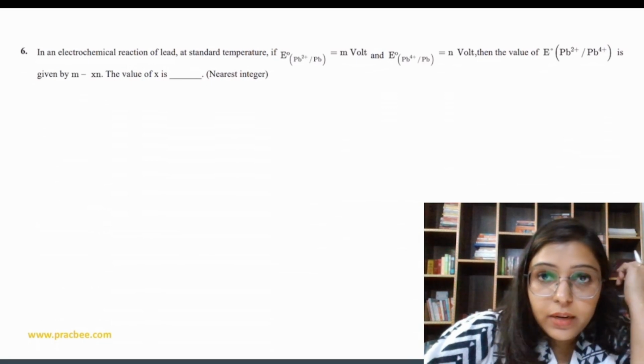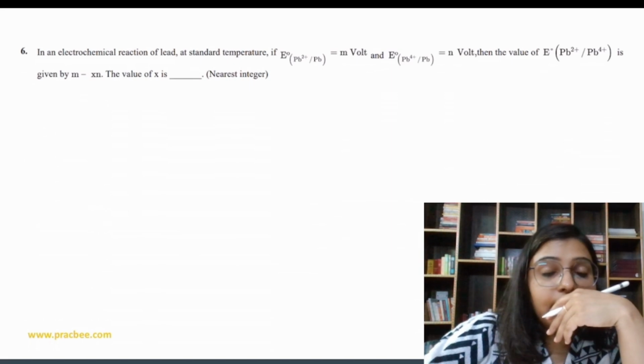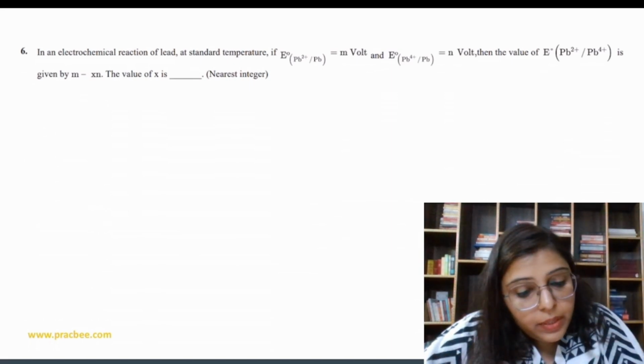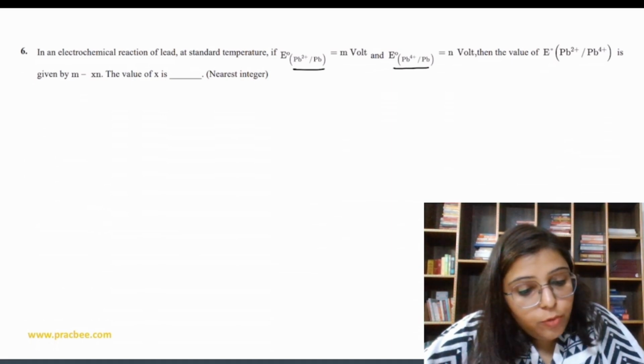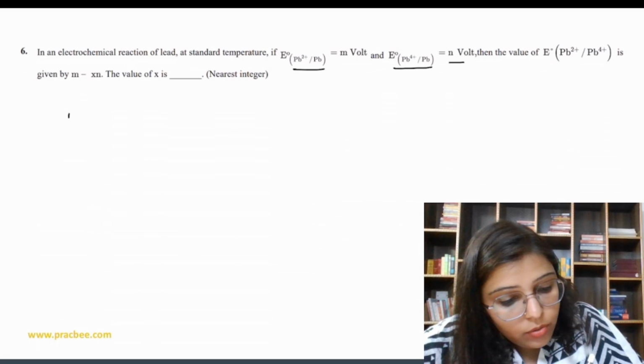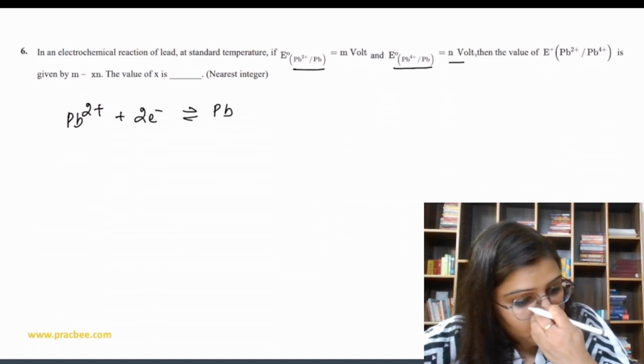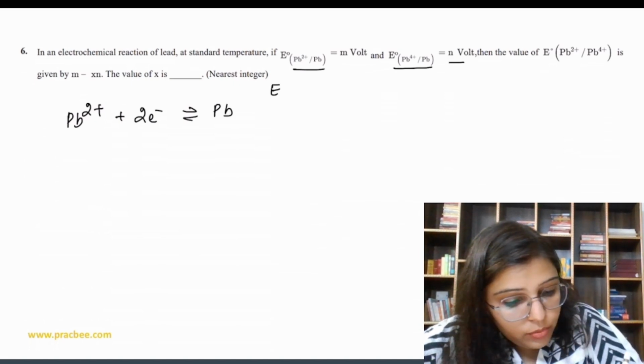In an electrochemical reaction of lead, at standard temperature, E0 of Pb2 plus to Pb is m volt, and Pb4 plus to Pb is n volt. Fine. So Pb2 plus plus 2 electrons gives Pb. Okay, so the E0 value is m volt.